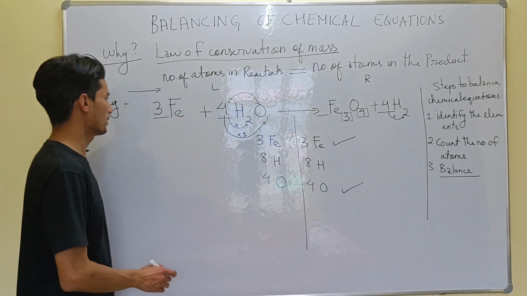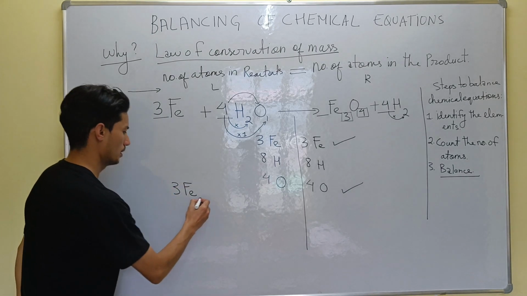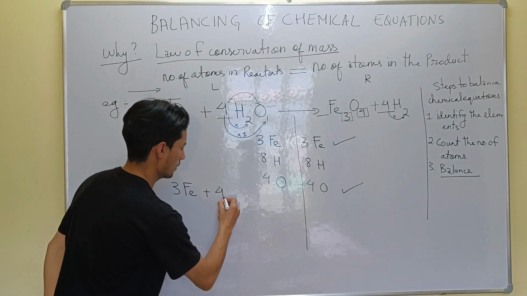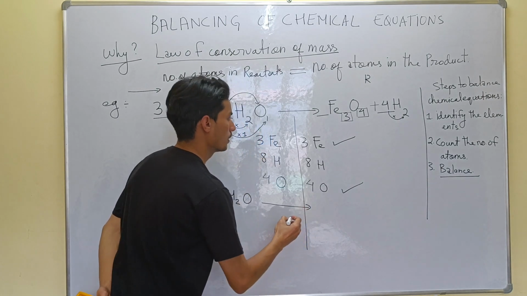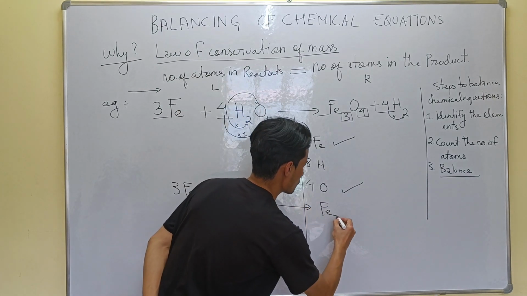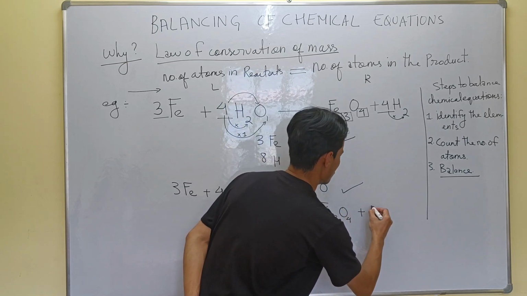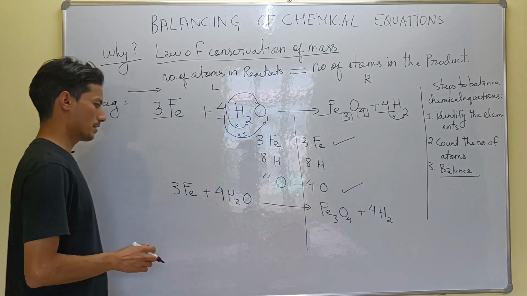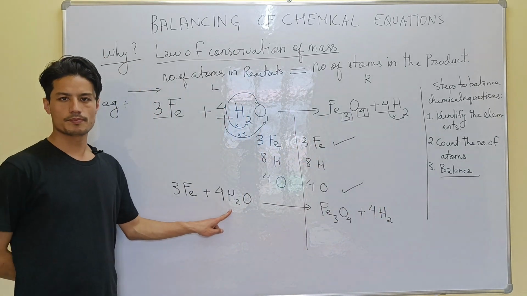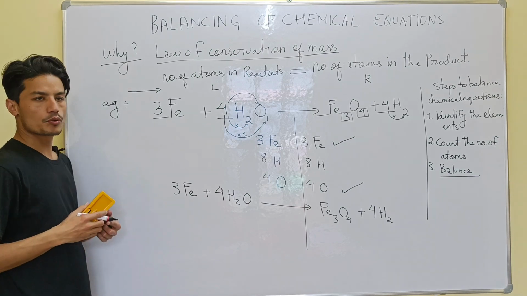Okay, so the balanced chemical equation is, we can rewrite the equation as 3Fe plus 4H2O gives Fe3O4 plus 4H2. So this is the balanced chemical equation. Easy, isn't it? Okay, so let us do one more question.